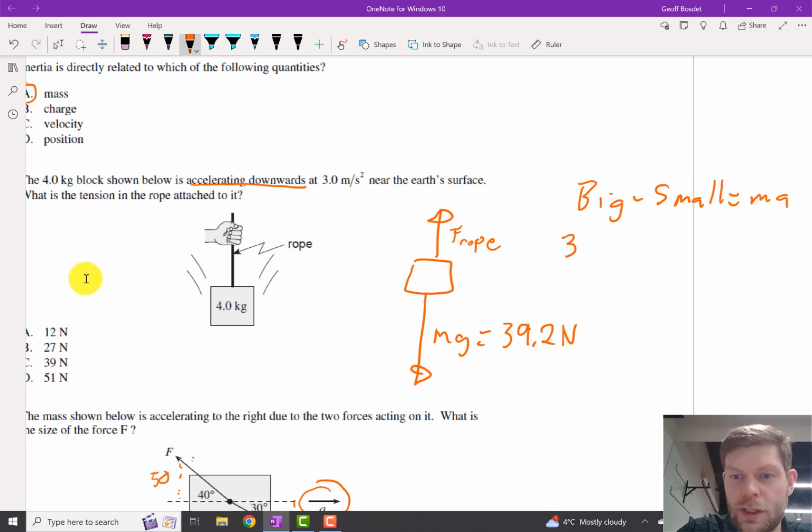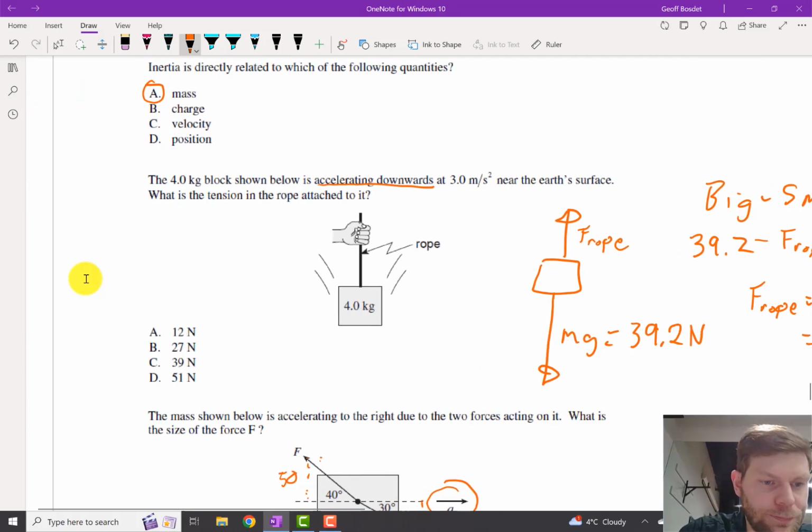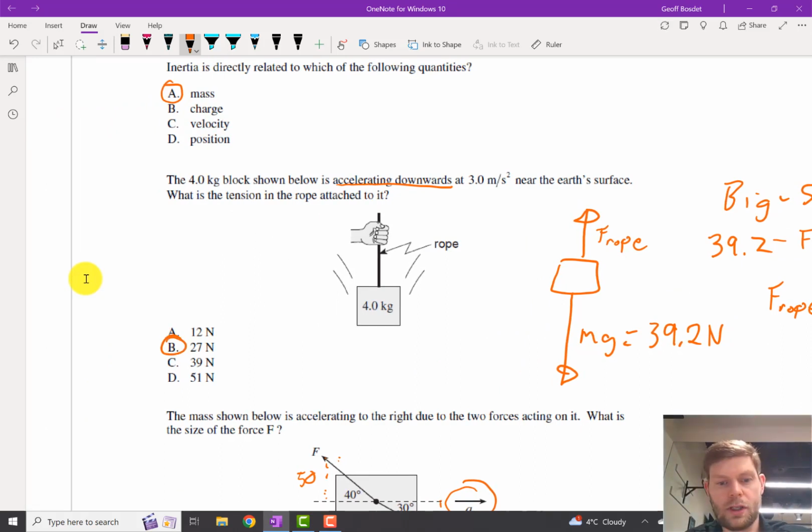Where big is our 39.2, small is the force of the rope, and our mass is 4, and our acceleration is 3. 4 times 3 is 12. If we rearrange this, we got 39.2 minus 12, which is just equal to 27.2. And that's our go. That is our answer.